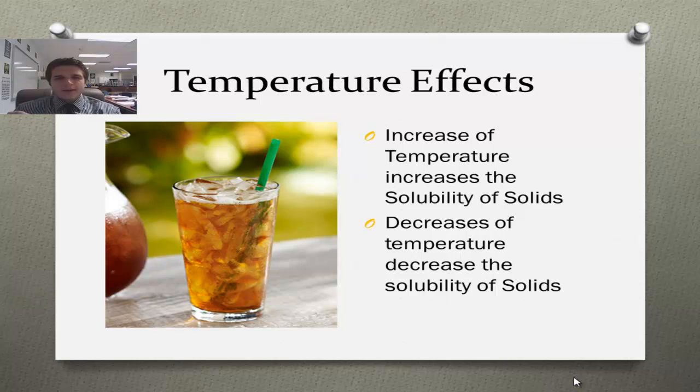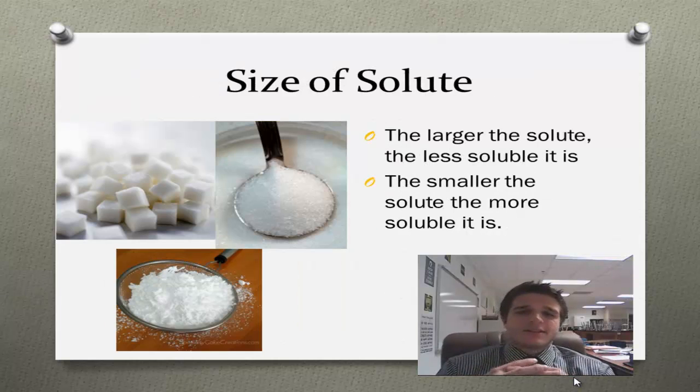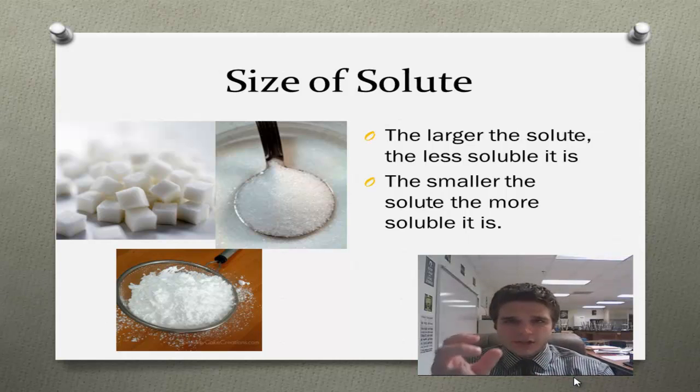And that brings us to the size of the solute. This is the third thing that can affect solubility here. First was nature of solute, then we have temperature, and then we have the size of the solute. The larger it is, the less soluble it is. If you take a sugar cube and set it into a glass of tea, you're going to have to stir for a long time to get that sugar cube to completely dissolve.